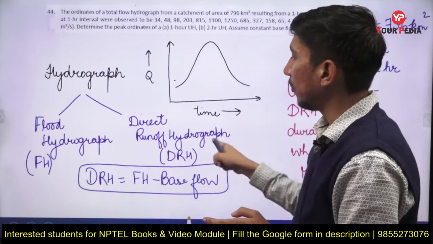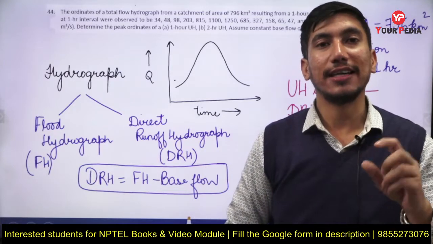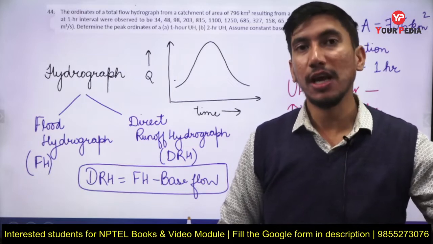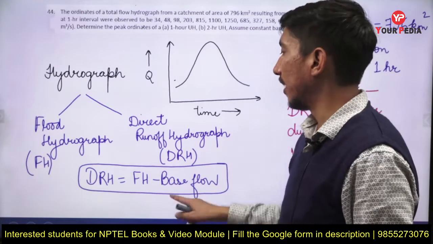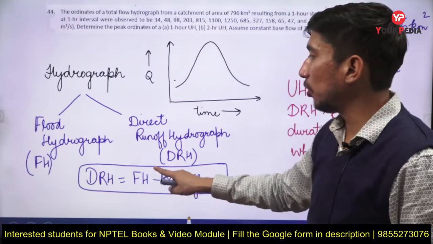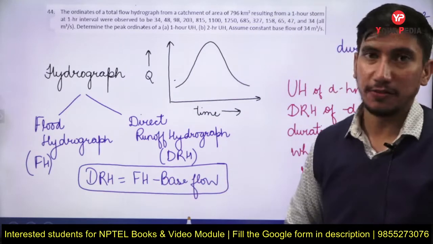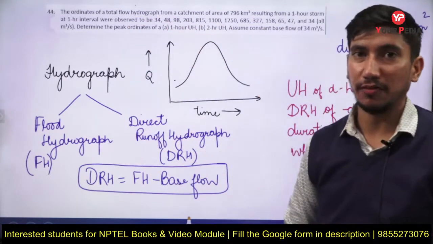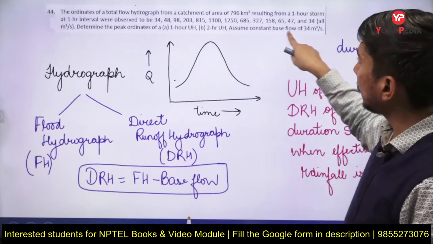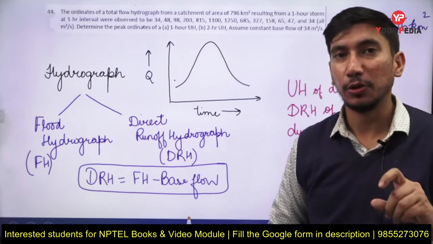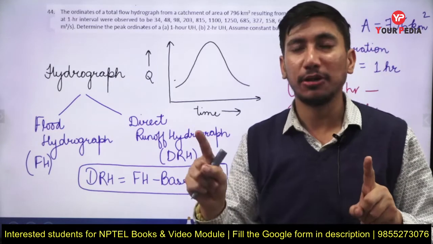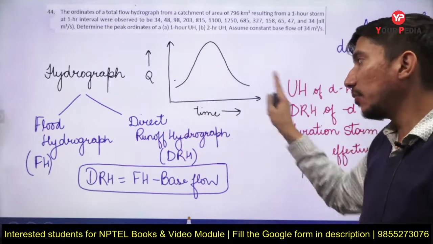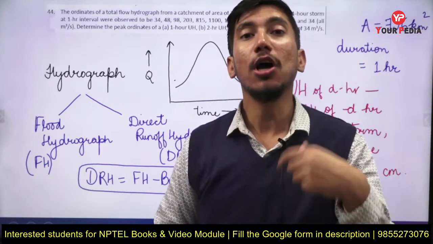But in the case of the direct runoff hydrograph, we only consider the direct runoff which is produced by a particular storm, a particular rainfall event, and we don't consider base flow in it. So the ordinates of the DRH will be equal to the ordinates of the flood hydrograph minus the base flow. In this question, we have been given a total flow hydrograph, so a flood hydrograph has been given to us, and a base flow of 34 meter cube per second is also given. So in order to find the unit hydrograph, we first have to convert the flood hydrograph into a direct runoff hydrograph, and then we can convert the direct runoff hydrograph into a unit hydrograph.